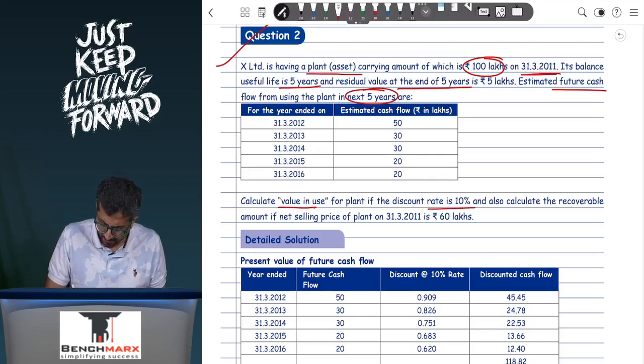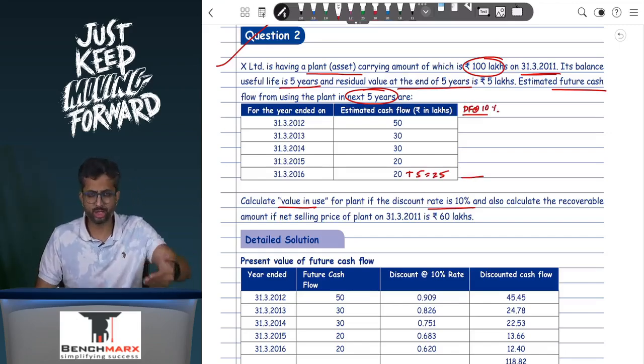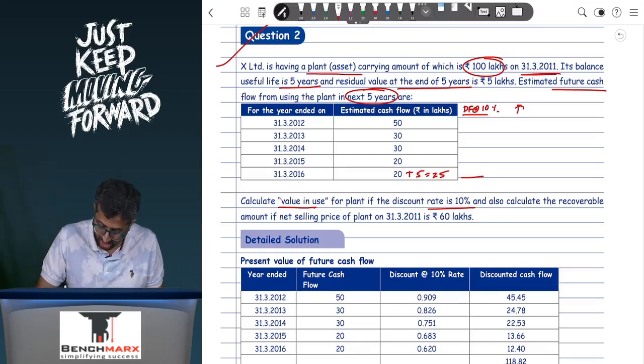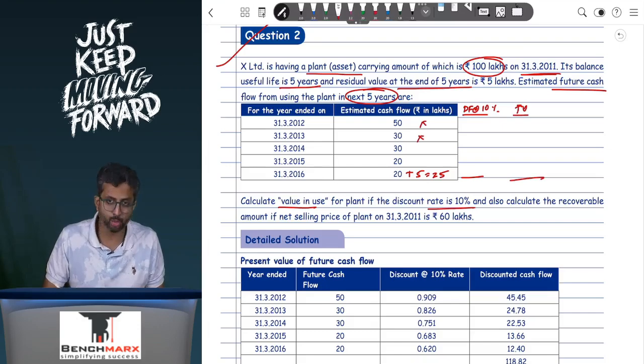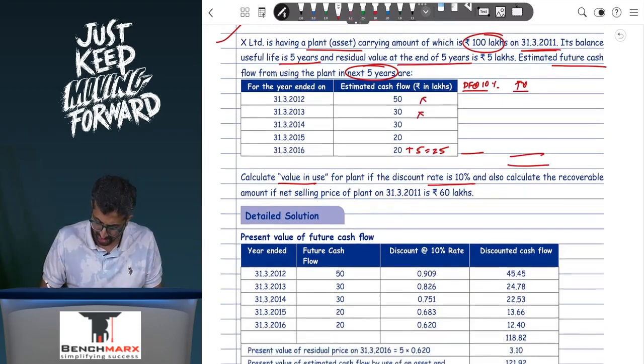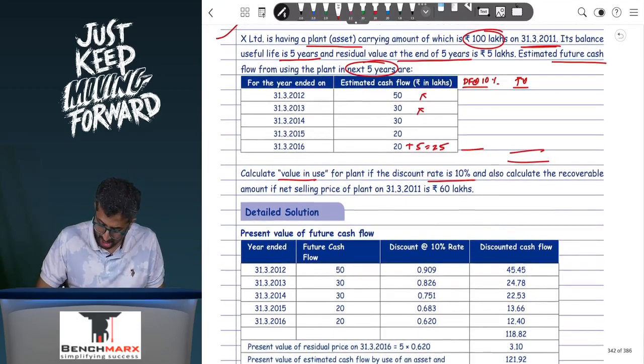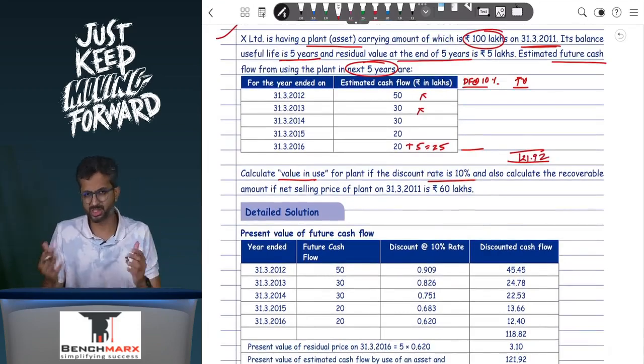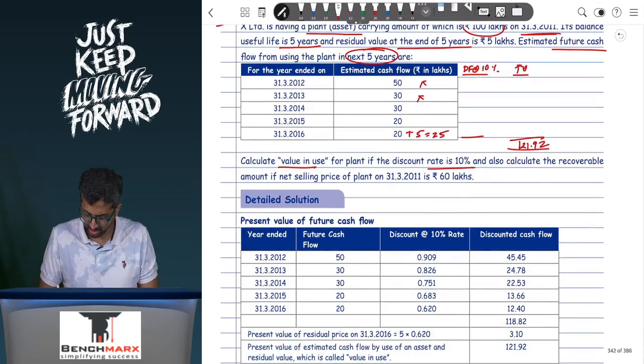So over here, if I look at my cash flows, in the last year, there will be a salvage value of another 5 lakhs which is added. So this is 25. Other than that, I will try to find the present value, discounting at the rate of 10%, 0.9091, 0.8264 and so on, and hence you will find the present value. 50 into 0.9091 plus 30 into 0.8264 and so on, you will find the value in use, which is around 121.92. The institute takes 3 decimals. If you want, you can take 3 decimals. I prefer taking 4 decimals. Let us say this comes to 121.92.